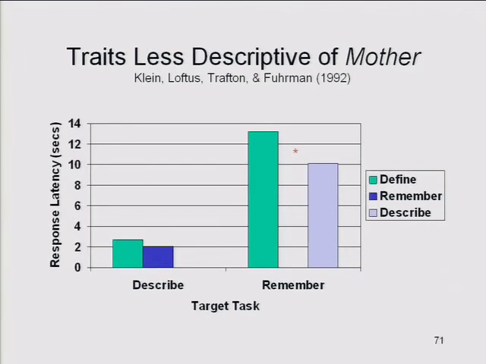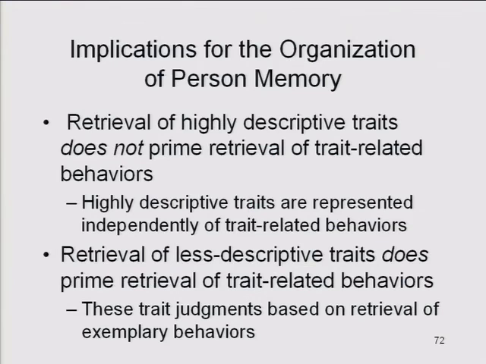So what are the implications? Well, it turns out that retrieval of highly descriptive traits does not prime retrieval of behaviors that reflect those kinds of traits. This is not what's supposed to happen if person memory is organized by traits.